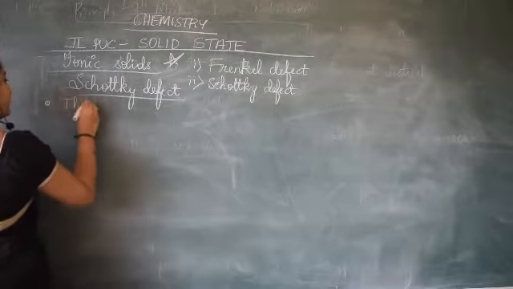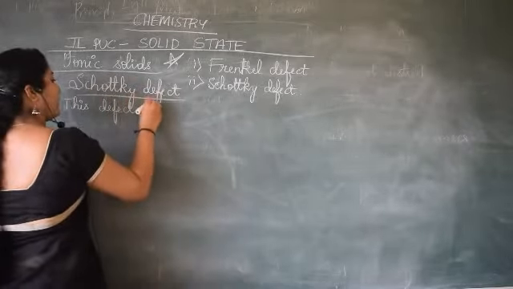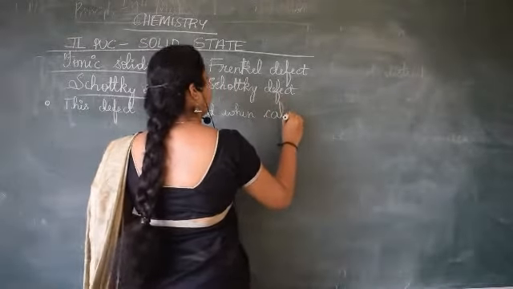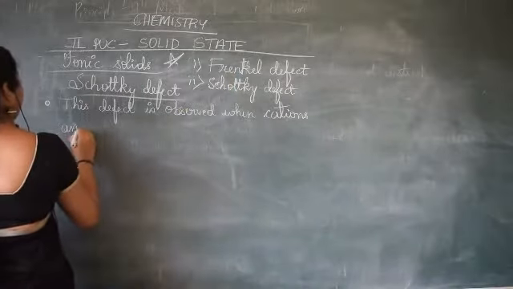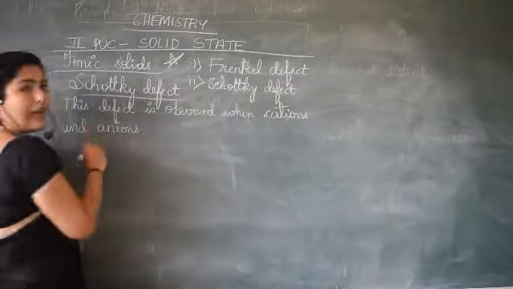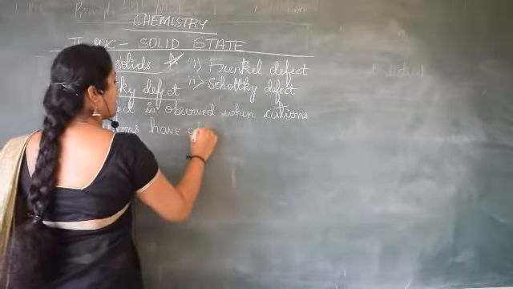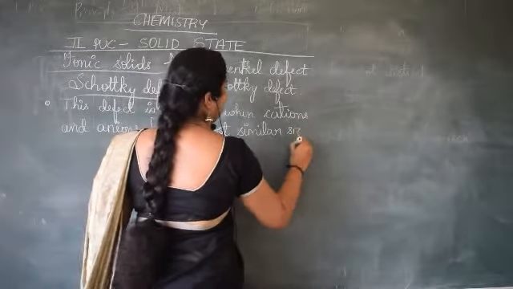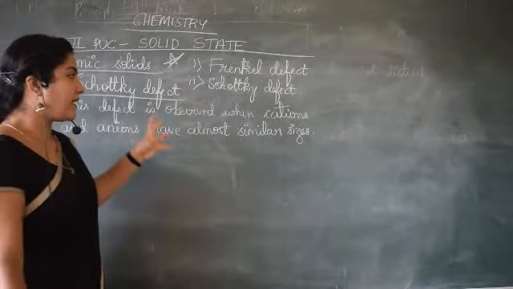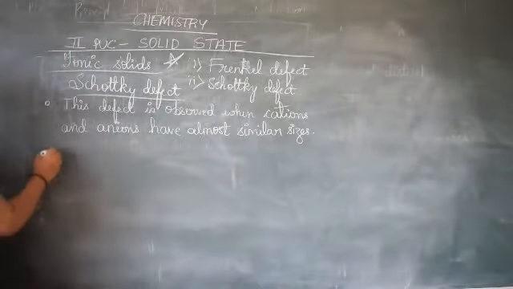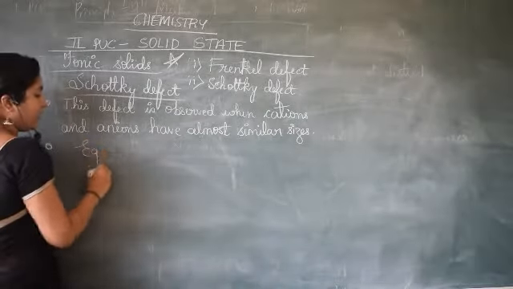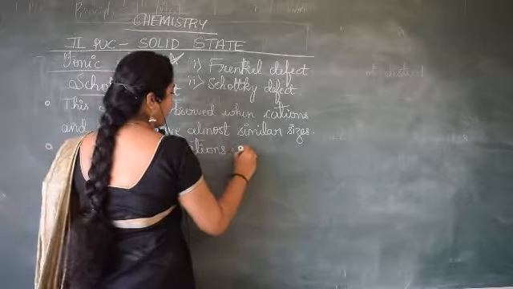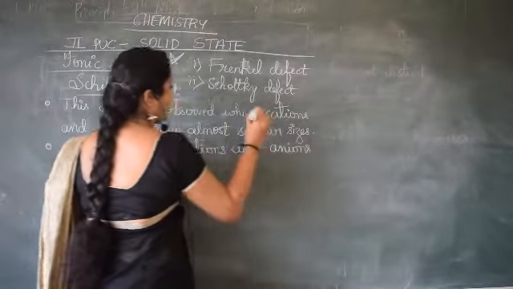This defect is observed when cations and anions have almost similar sizes. So here you don't have that cation is smaller, anion is larger. Both have almost similar sizes. And in this particular defect, equal number of cations and anions will be missing.